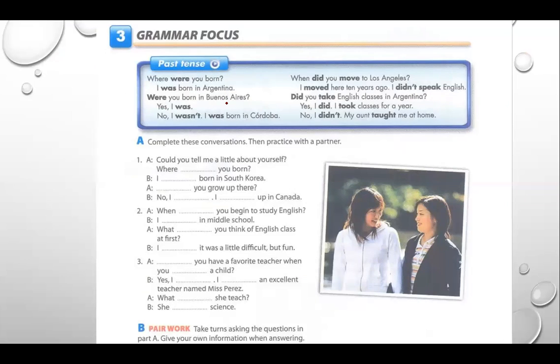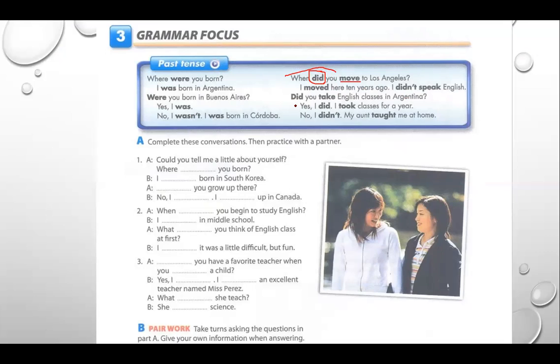Were you born in Guatemala? You can say, no, I wasn't. Or you can say, yes, I was, for example. If you want to use the simple past with some other verbs, que los otros verbos que no sean el verbo to be, el auxiliar es did, all right? You go, when did you move to Los Angeles? El verbo no cambia, all right? So keep that in mind. And then you say, I moved here 10 years ago. I didn't speak English back then.